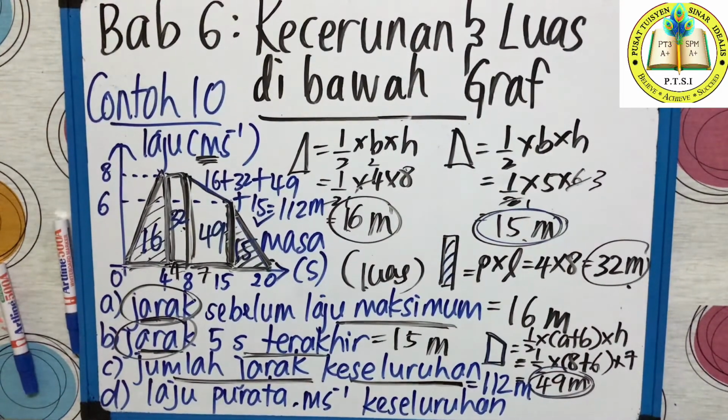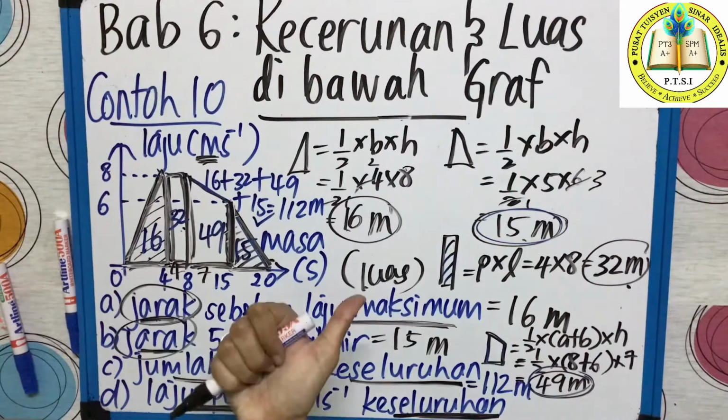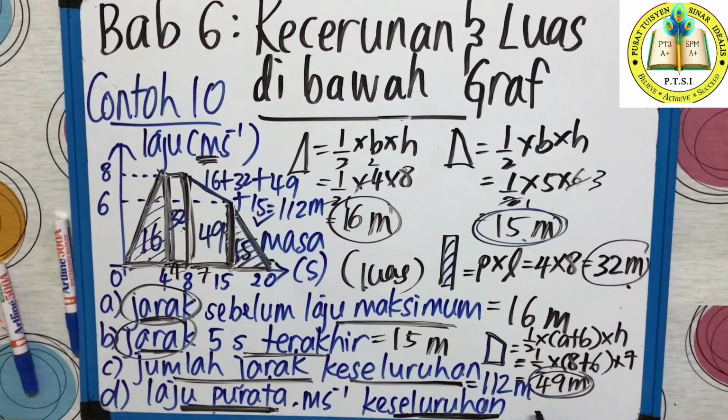Now we go for the last final question D. Laju purata. In English is average speed. Keseluruhan means the whole average speed. What is the average speed formula? Jumlah jarak bahagi jumlah masa. Just now you find ready jumlah jarak. Remember, every question is related. Kamu tak boleh kata, oh A saya tak nak buat, saya tak tahu, saya nak cuba B. Or B saya tak tahu, saya nak cuba C. Cannot. You must do A, then B, then C. It's all connected.